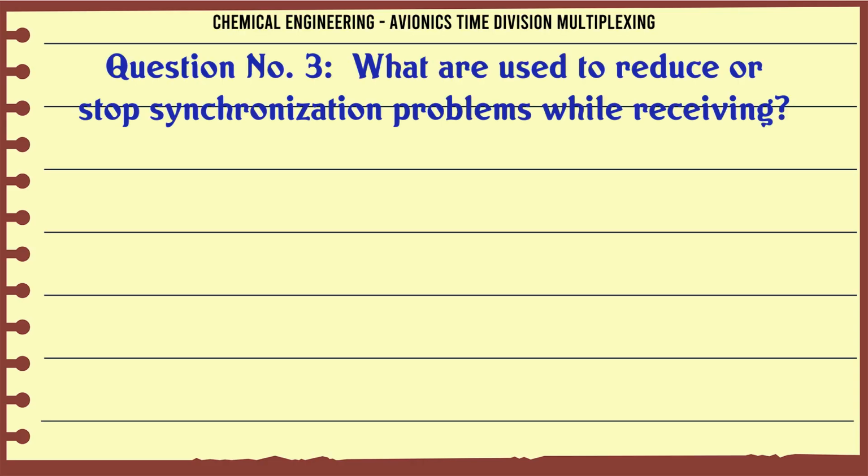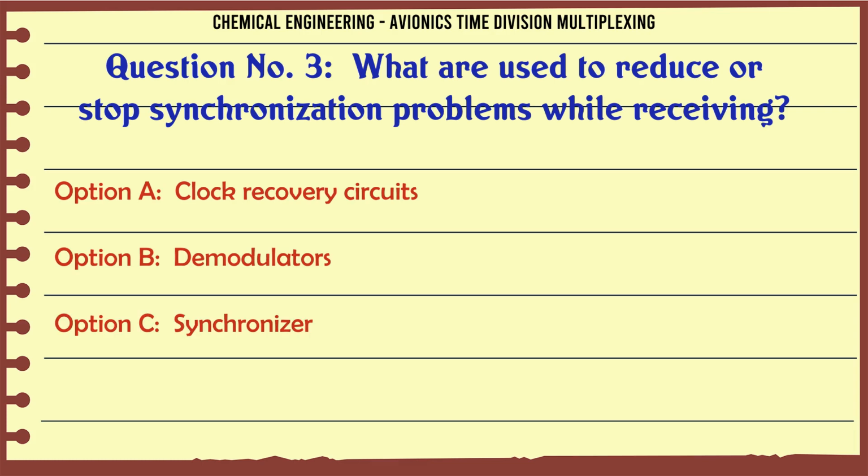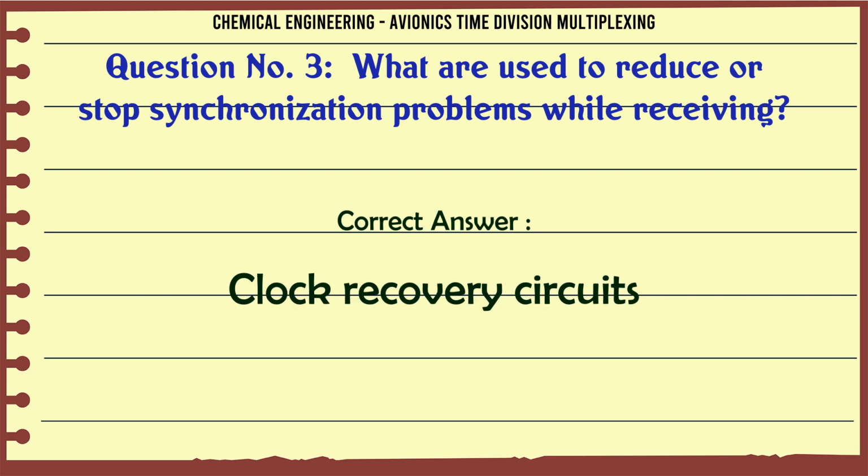What are used to reduce or stop synchronization problems while receiving? A. Clock recovery circuits, B. Demodulators, C. Synchronizer, D. Band pass filter. The correct answer is clock recovery circuits.